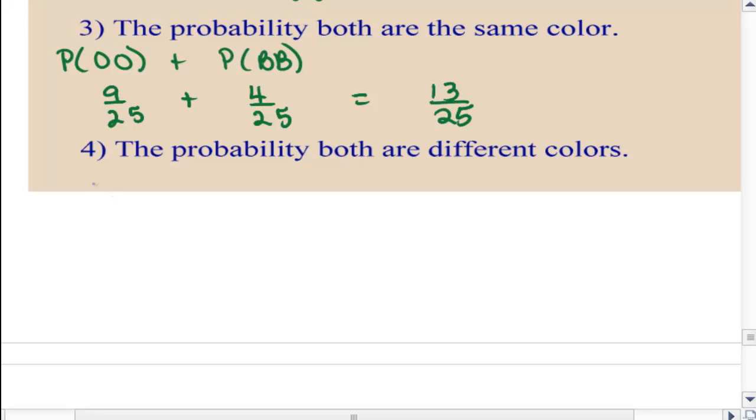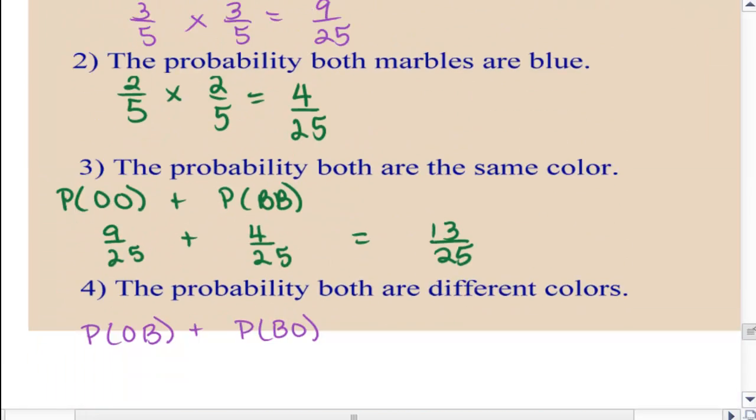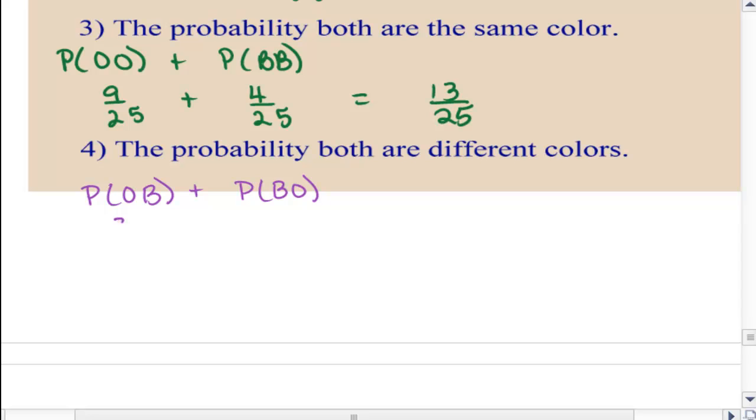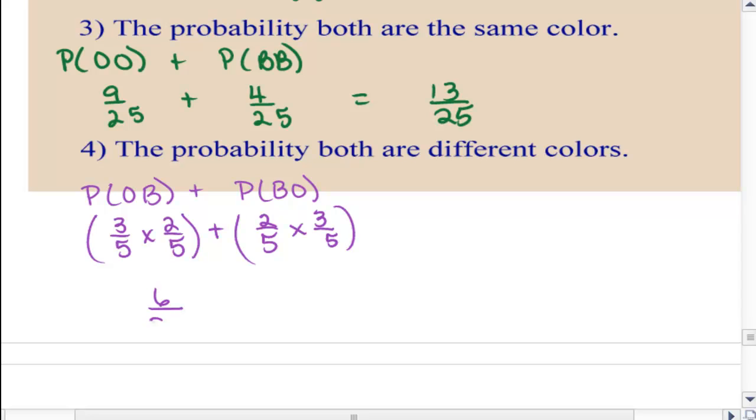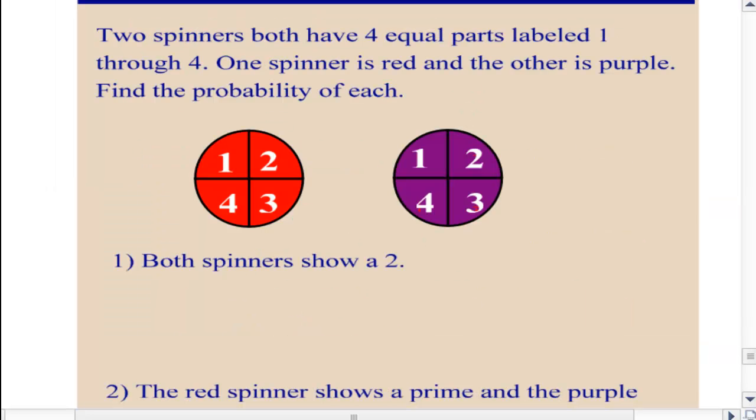So the next one, the probability both are different colors. So that's a little bit trickier. Not a lot, but a little bit. So we want the probability of orange and blue and the probability of blue and orange. So we have for orange it was 3/5 was the probability. For blue it was 2/5, plus 2/5 times 3/5. Again, if it helps, you can put parentheses to remind yourself to multiply before adding, but you don't have to. So we get 6/25 plus 6/25, which equals 12/25.